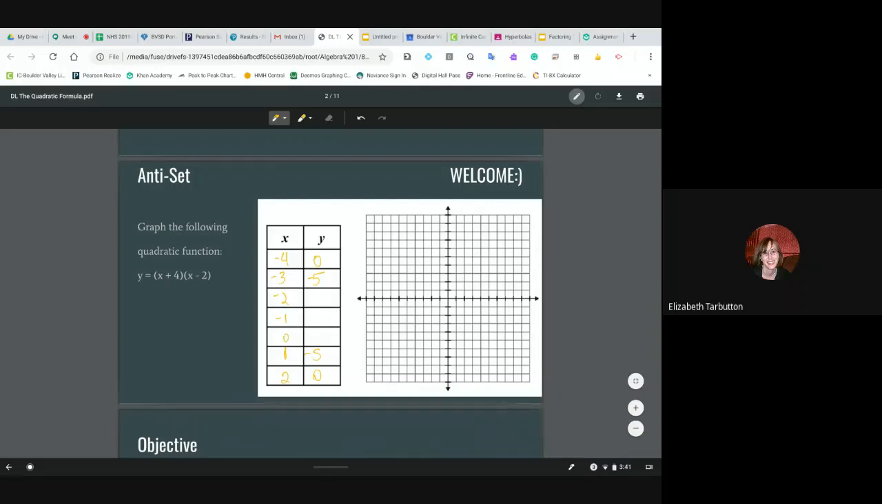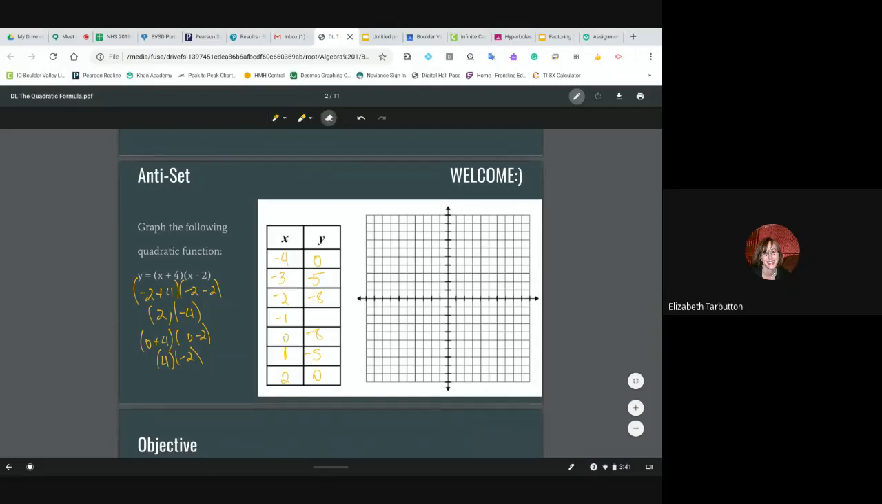So now we're going to plug in -2, and we get 2 times... I made a mistake right here. 2 times -4, so we get -8. And if I plug in 0, I get 4 times -2, which is also -8. So we're starting to see that pattern.